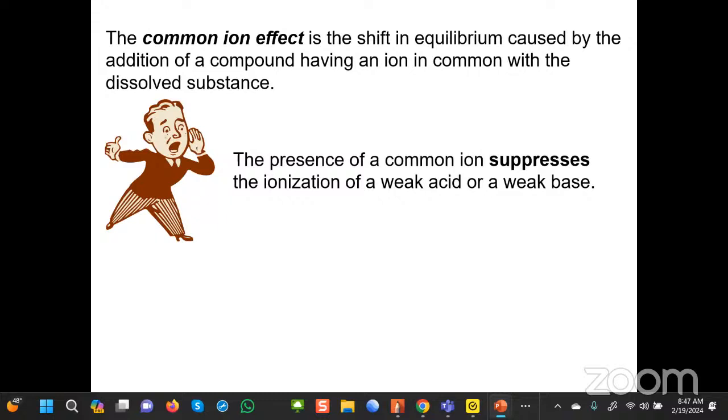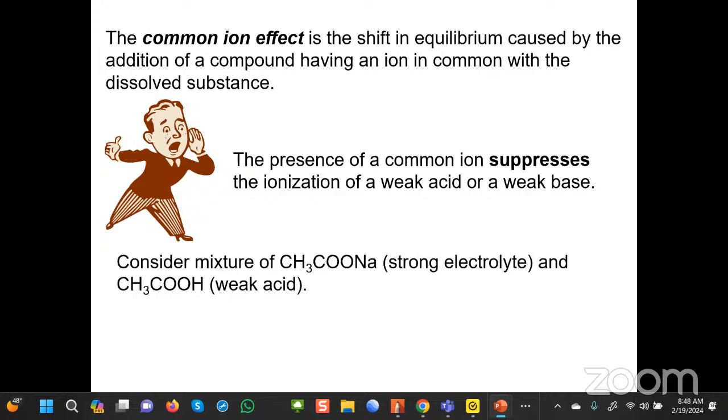So basically, what is happening here is that the presence of a common ion will suppress the dissociation of a weak acid or weak base. And later on, we're going to see in the case of certain ionic compounds, it will suppress the ionization of those compounds as well. But for now, we'll be focusing on weak acids and weak bases. So basically, this is what happens. Now, in this particular example, we're going to look at a mixture of sodium acetate, which is a strong electrolyte, and acetic acid, which is a weak acid, right?